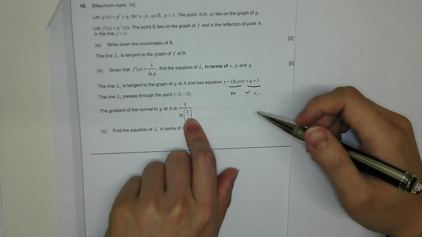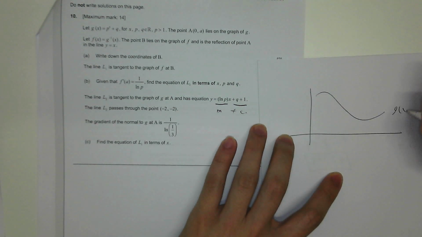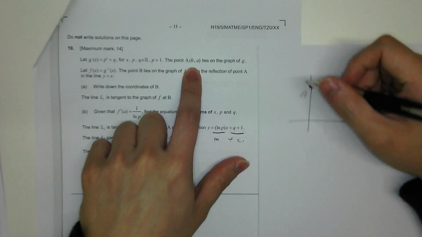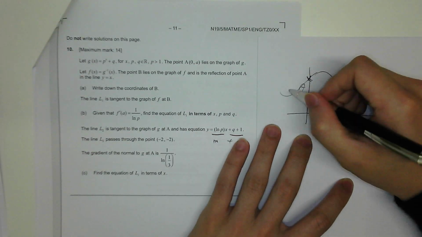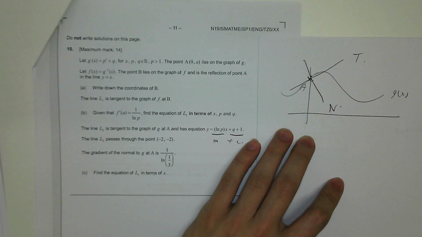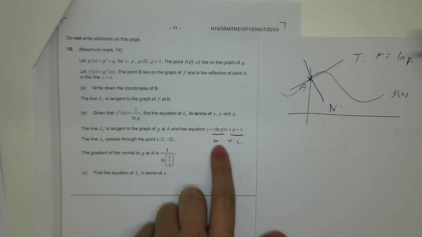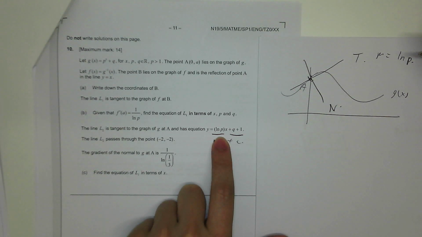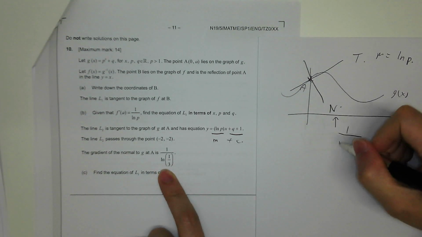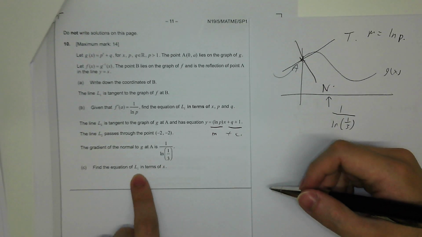So if I plot the graph like this, let's say that's the curve of g, and wherever that is at point A, with (0, a) as the coordinate. Let's say that's the tangent line, and that's the normal straight line. The gradient of the tangent is ln p. From this equation, we know the tangent slope is ln p, and the normal slope at point A is given here, 1 divided by ln 1 over 3. So, part C, find the equation of L1 in terms of x.